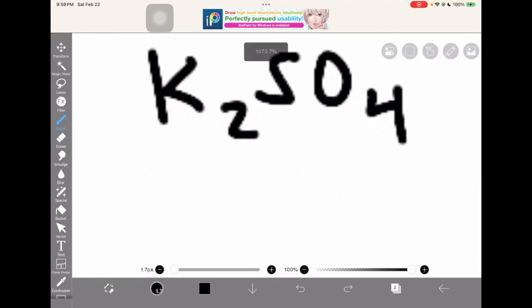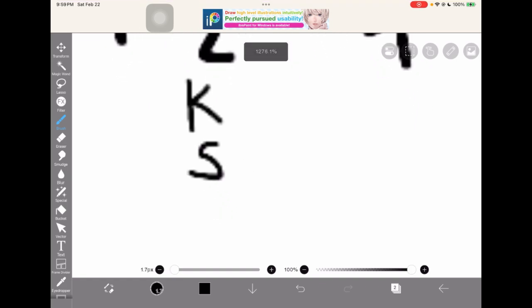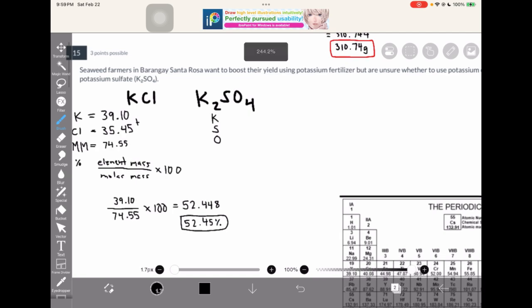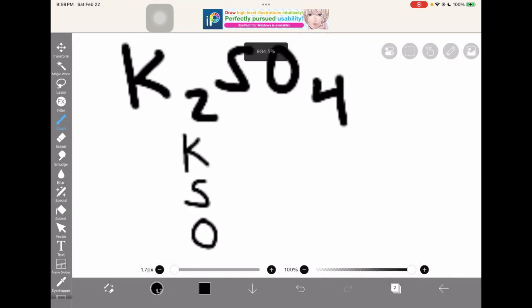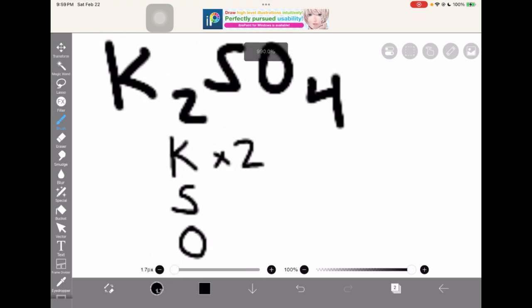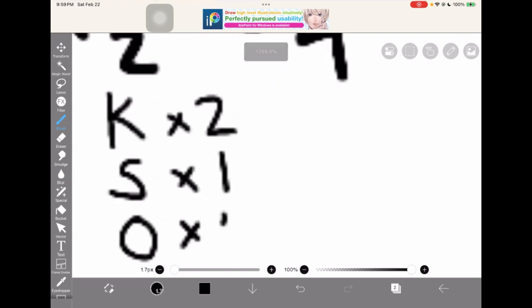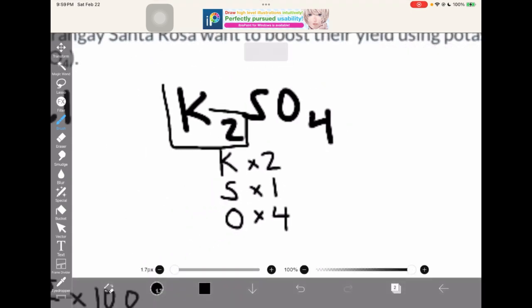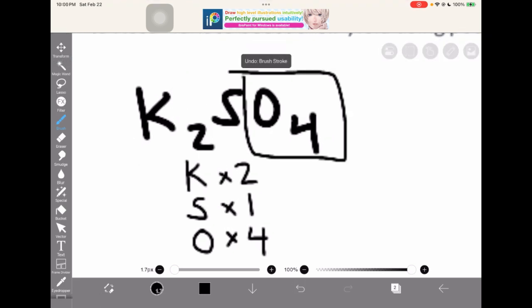So let's count our elements. We have K. Let's do the same thing again. We have K, S, and O. Potassium, sulfur, and oxygen. So we got K times 2. We have 2 potassiums, only 1 sulfur, and 4 oxygens. As you can see over here, 2 potassium, 1 sulfur, and 4 oxygens.